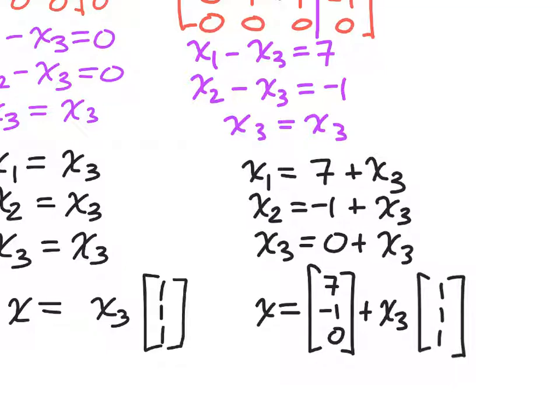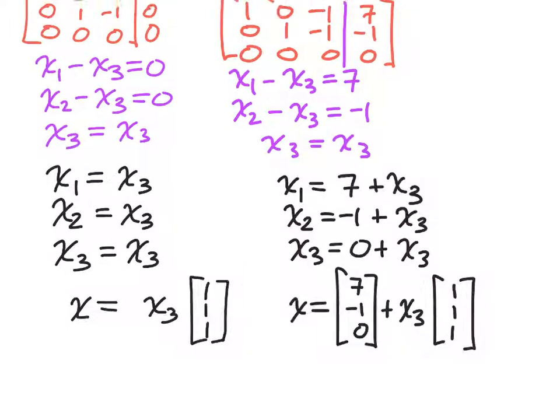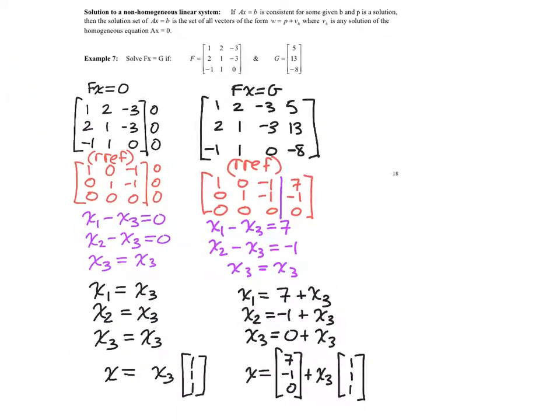And so that first part of the process is really just to demonstrate to you that part of the solution to the AX equals B actually is the homogeneous solution. And that was given in the rule above, but it wasn't clear. I mean, it was in linear algebra textbook form. If AX equals B is consistent for some given B and P is a solution, then the solution set of AX equals B is a set of all vectors of the form W equals P plus V sub H, where V sub H is any solution of the homogeneous equation AX equals 0.